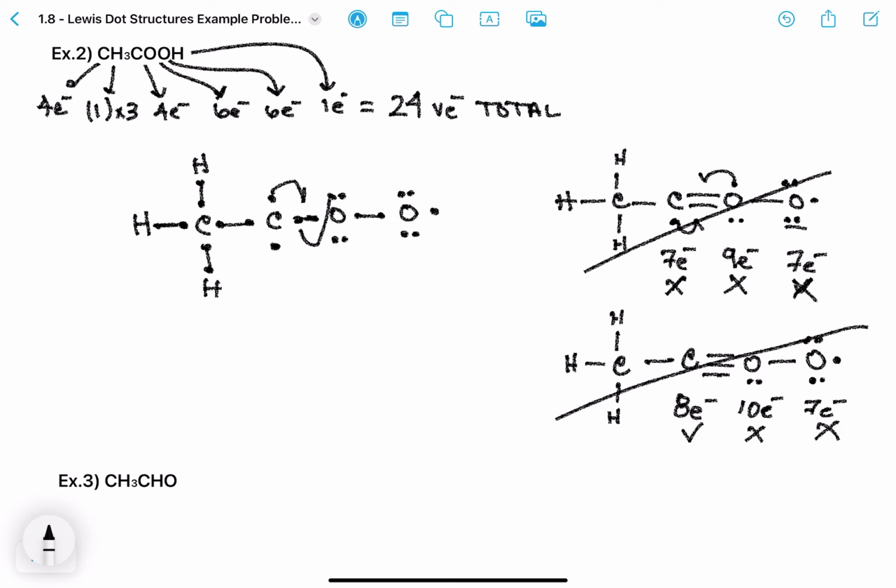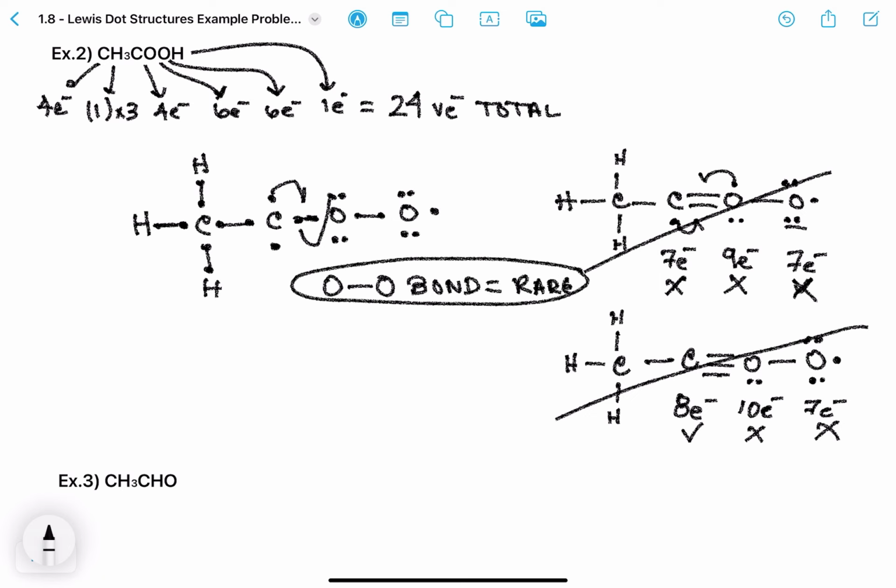This time, instead of putting the two oxygens together, because an oxygen-oxygen bond is rare in organic chemistry. It can happen, but it's rare. And so instead, I'm going to put both oxygens around the carbon. So I'll put my oxygen there and another oxygen here. And then this carbon, which was doing fine over there with all the H's around it.